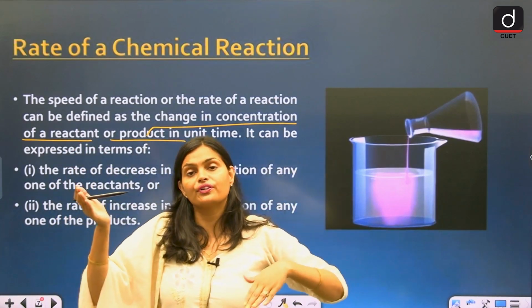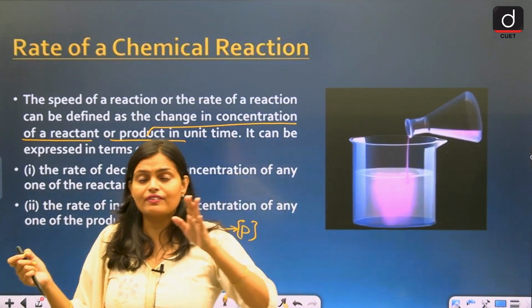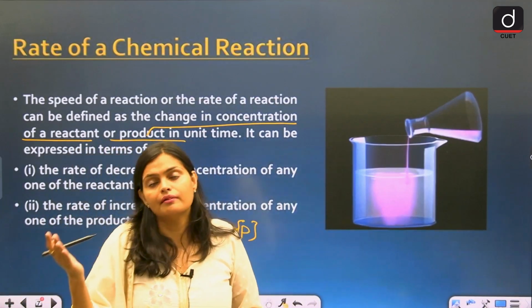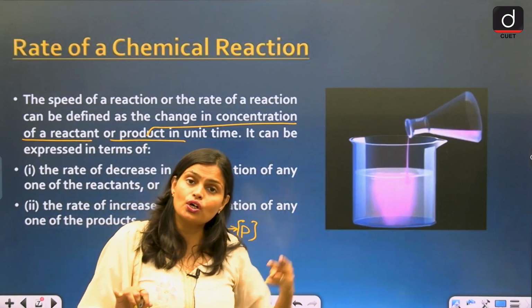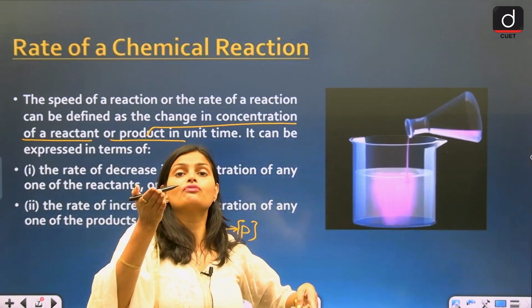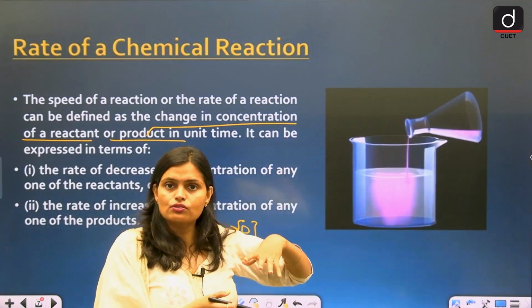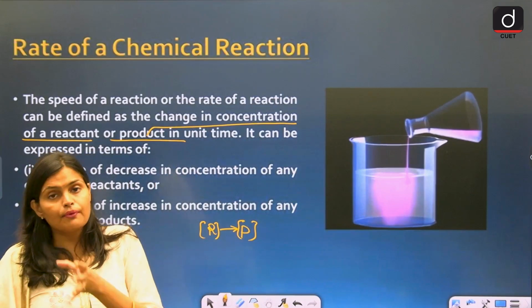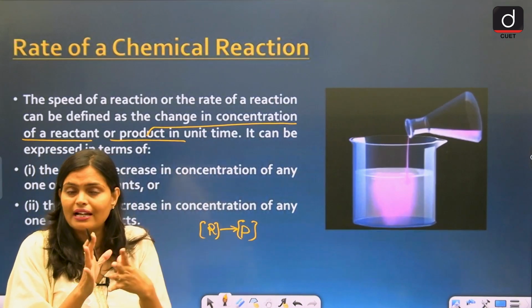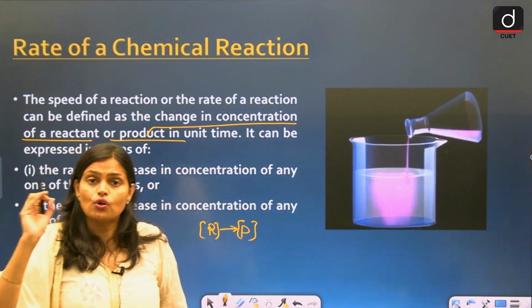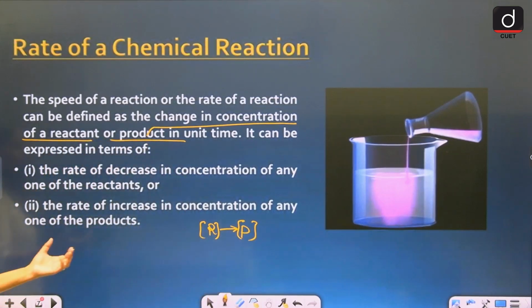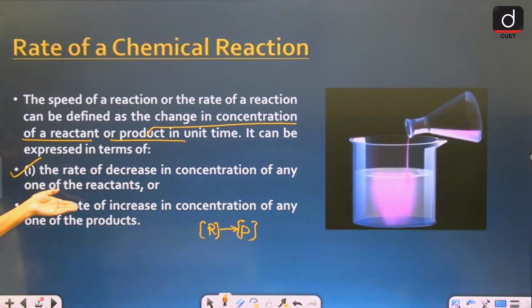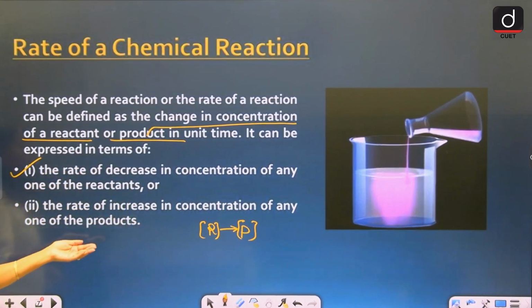So this is how you define the rate of any chemical reaction: change in the reactant and product. This can also be described as always a decrease in concentration of reactant and increase in concentration of product. Obviously, जब reactant utilize होगा, when the reactant is utilized, then only the product forms. When A and B are utilized and combine together, then only the product AB forms. So you can also define the rate of reaction as the decrease in concentration of any one of the reactants or the increase in concentration of the product.